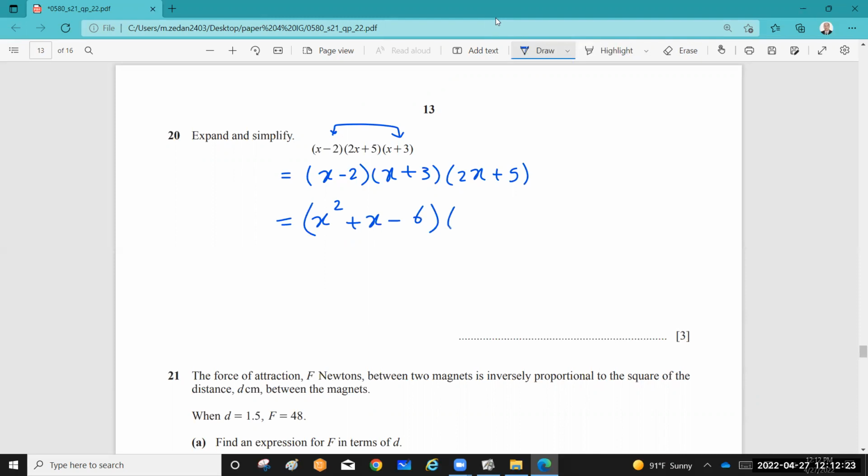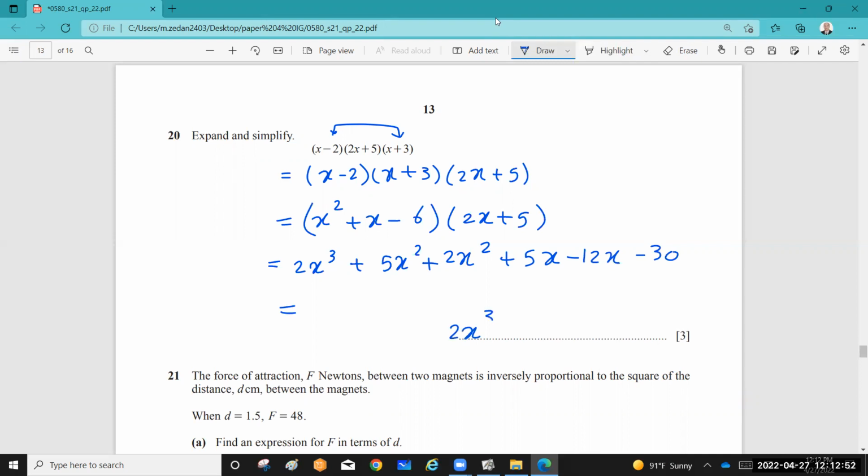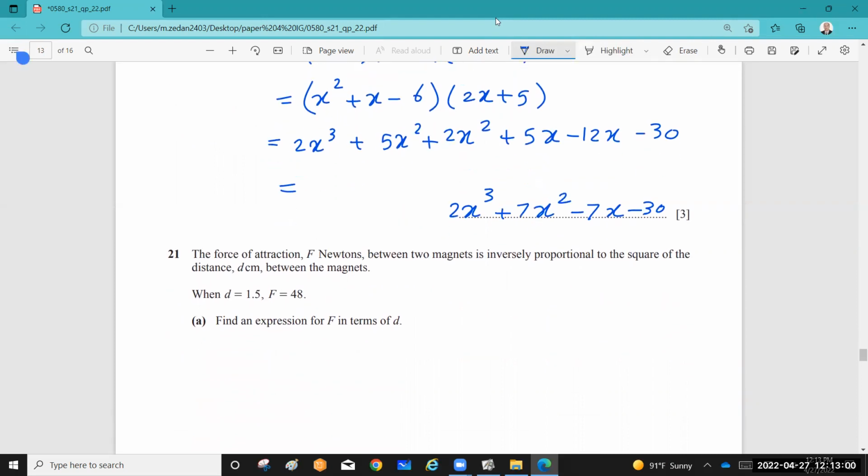And this product, just this trinomial multiplied by the 2x plus 5, expand as normal, you will get 6 steps. Yes, you will get 2x cubed plus 5x squared plus 2x squared plus 5x minus 12x minus 30. After gathering the like terms together, you will get 2x cubed plus 7x squared minus 7x minus 30. Thank you. That's it. Question 21.